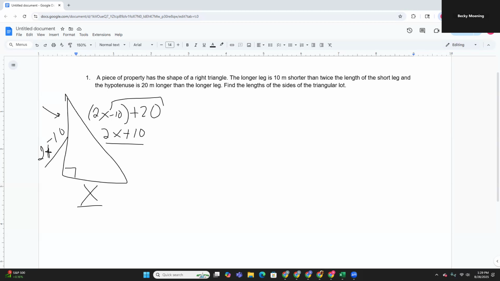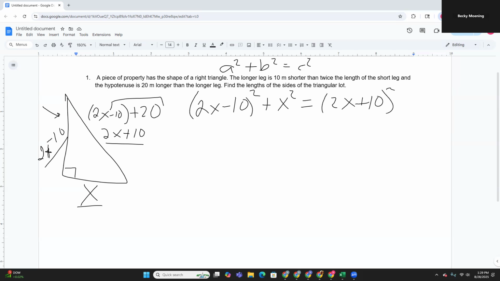Now, we have a right triangle, we know side length, so we can use the Pythagorean theorem. Remember, that is a squared plus b squared equals c squared, where a and b are the legs of the triangle and c is the hypotenuse. So let's plug in what we know. We have (2x minus 10) squared plus x squared equals (2x plus 10) squared.